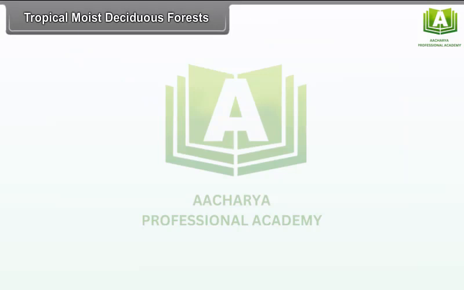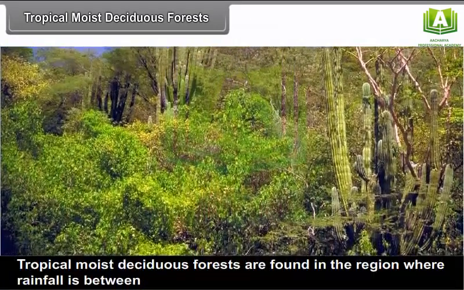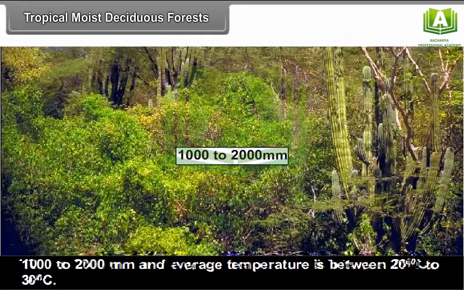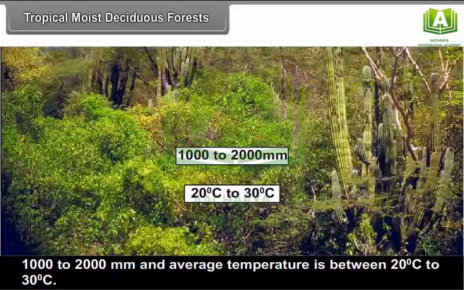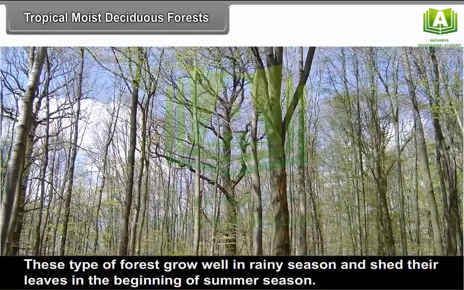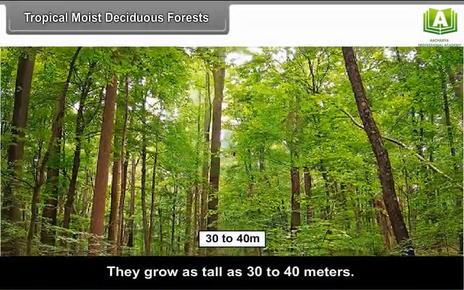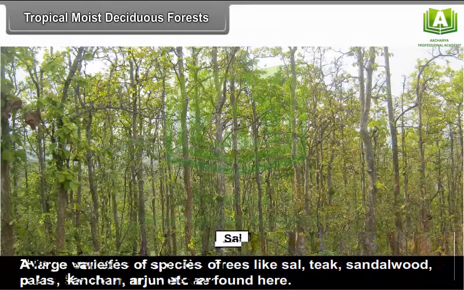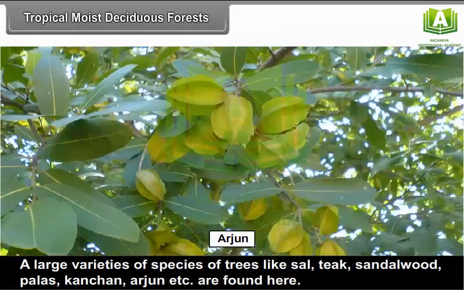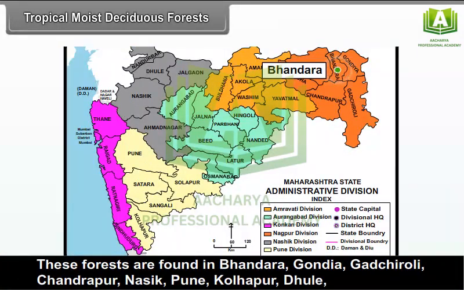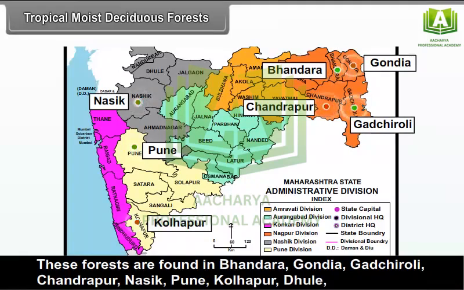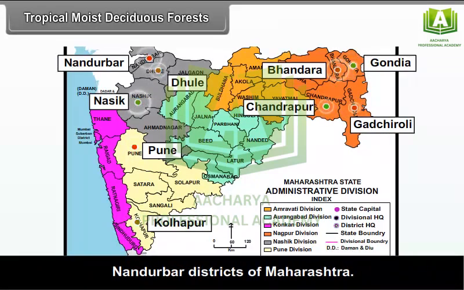Tropical moist deciduous forests. Tropical moist deciduous forests are found in regions where rainfall is between 1000 and 2000 mm and the average temperature is between 20 and 30 degrees Celsius. These forests grow well in the rainy season and shed their leaves at the beginning of summer. They grow as tall as 30 to 40 meters. A large variety of tree species like sal, teak, sandalwood, paras, kanchan, arjun, etc. are found here. These forests are found in Bhandara, Gondia, Gadchiroli, Chandrapur, Nasik, Pune, Kolhapur, Dhule, and Nandurbar districts of Maharashtra.